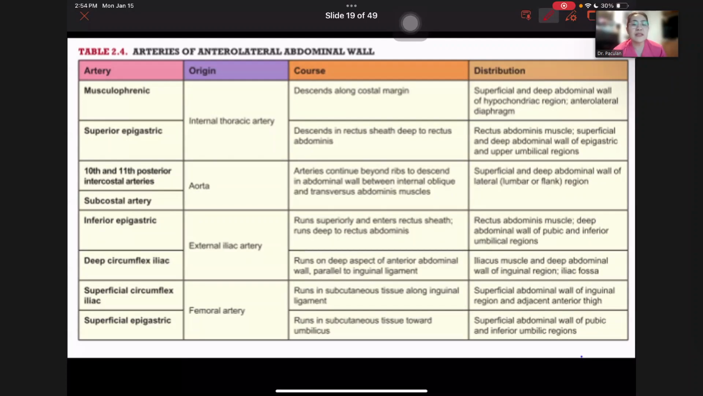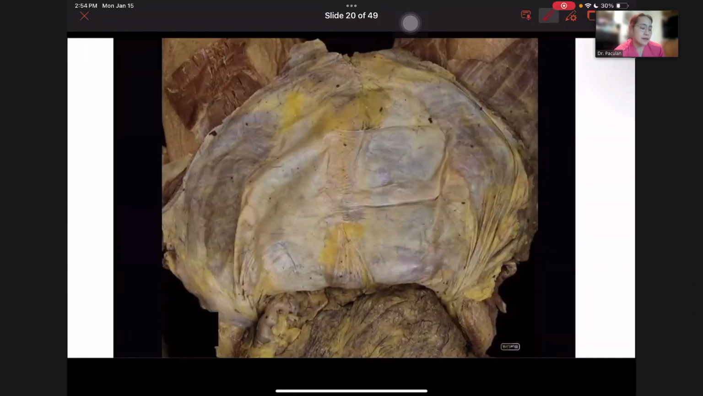Okay, so this is a summary of your arteries of the anterolateral abdominal wall. Please take time to read them, and what's important here are the origins. Please take note of the origin and locate them during the gross lab exam. Okay, what's this?